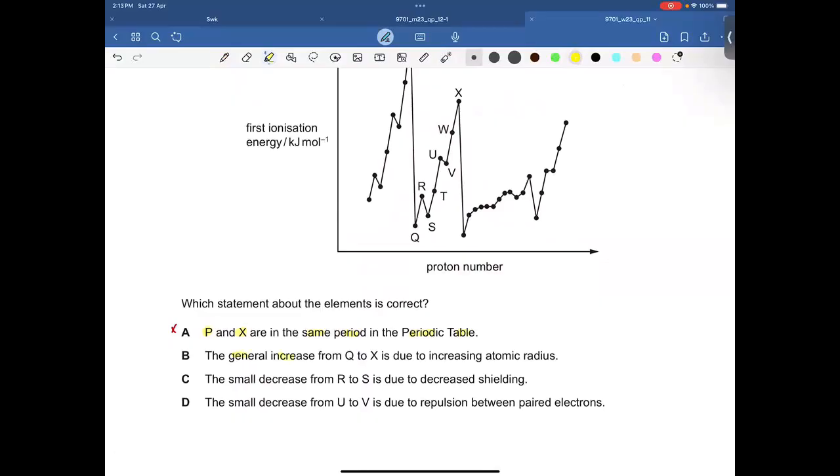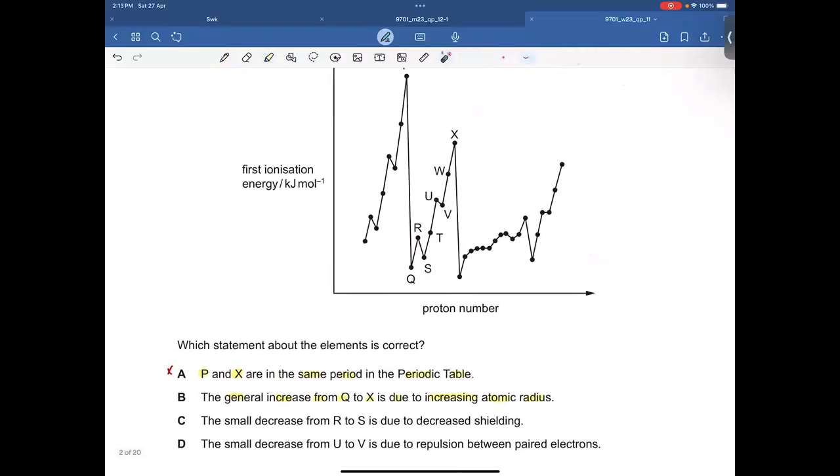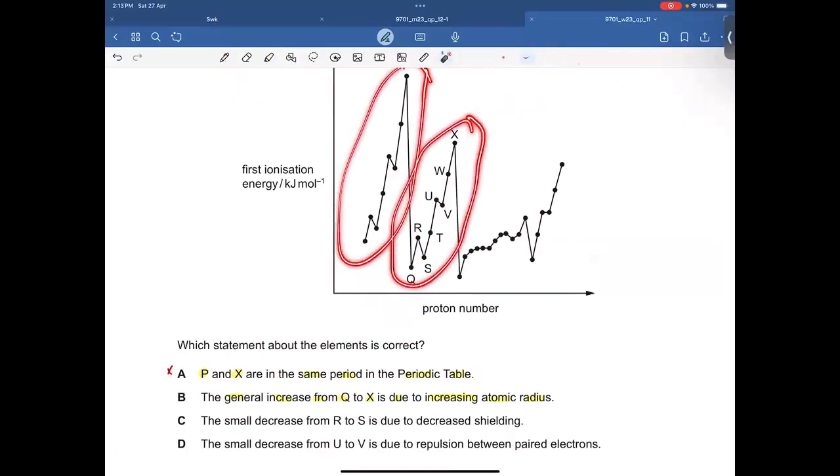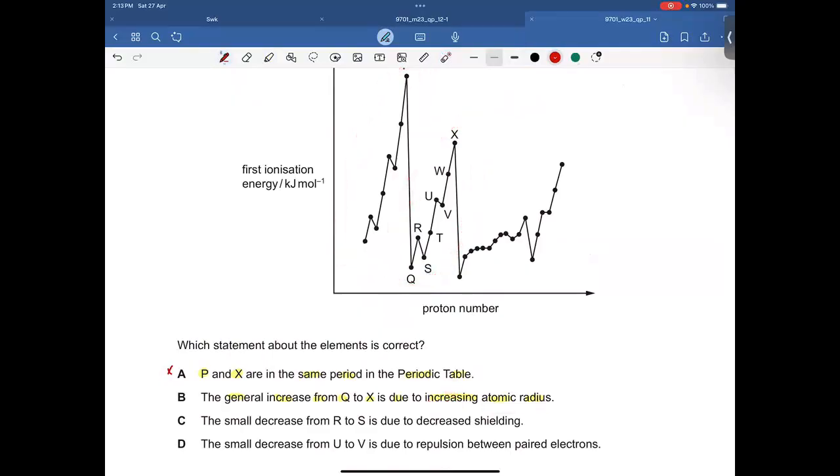The general increase from Q to X is due to the increasing atomic radius. Across the period, atomic radius always decreases, not increases. So this must be incorrect. It should be decreasing. This is Q, this is X. So across the period, atomic radius always decreases, so it shouldn't be increasing. So B is incorrect, obviously.